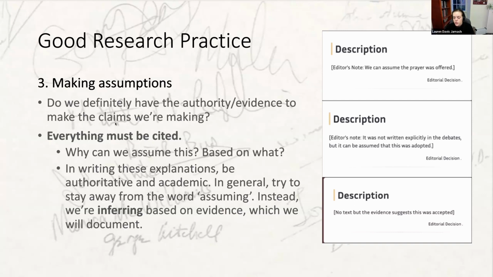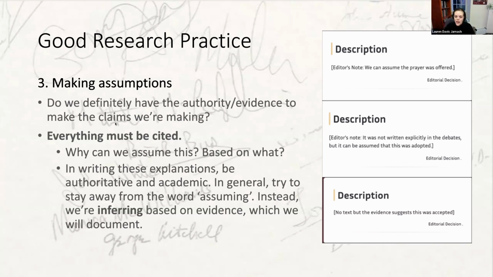So whenever you're forced to make an assumption in Quill, you have to ask yourself, do you definitely have the evidence to support the claim that you're making? And if you do, then you have to provide this evidence for the user. So we can't just say, we can assume X, Y, Z, and then expect everybody to take our word for it. Everything must be cited in an authoritative academic way.